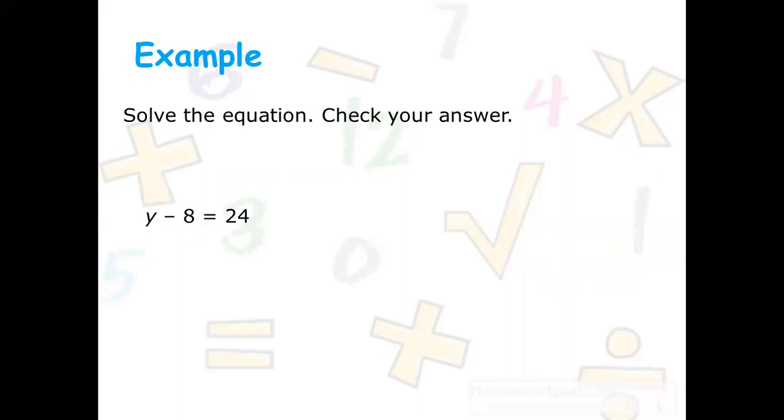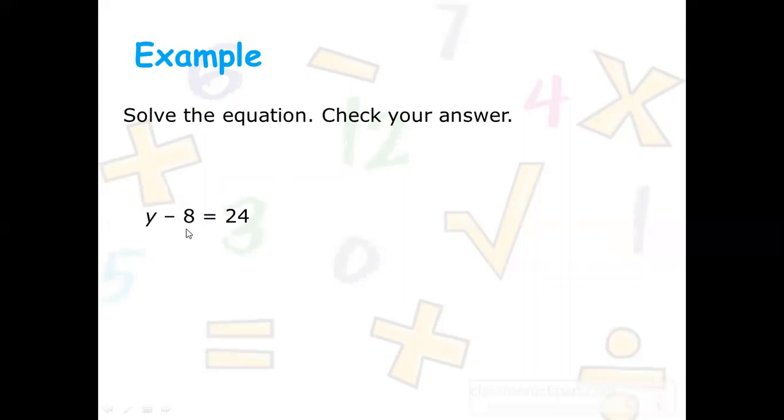Okay, now this is one part of the equation. You can see the equal sign. Y minus 8 is one expression and 24 is another expression. So the equal sign makes both of them equal. But how are we going to make it equal?